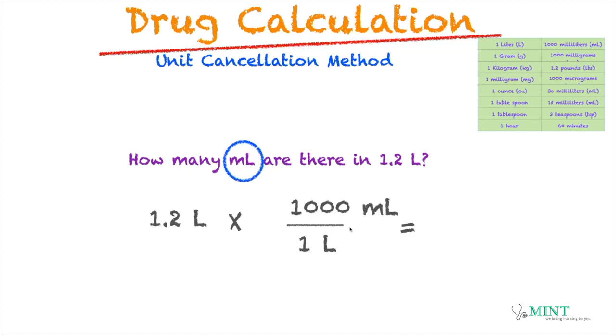Now we're able to cancel liters. So we're going to be left with ml, which is what the problem is looking for. So when we do our math, 1.2 times 1000 divided by 1, that will give us 1200 ml.